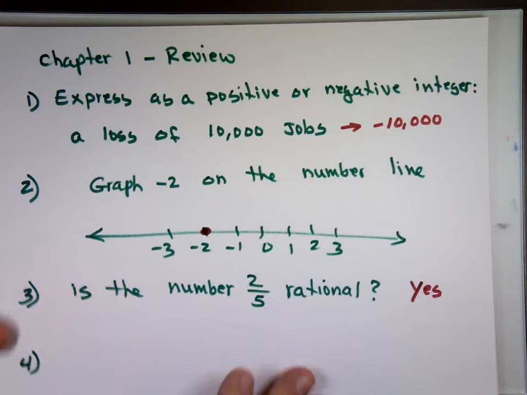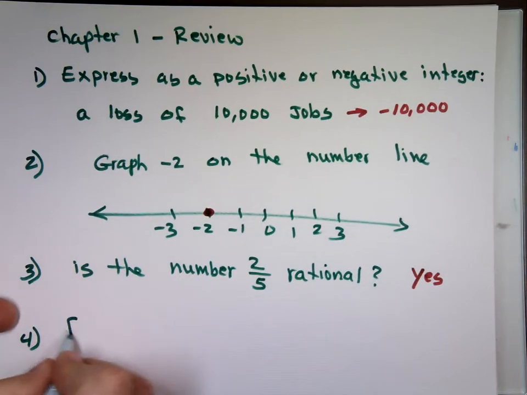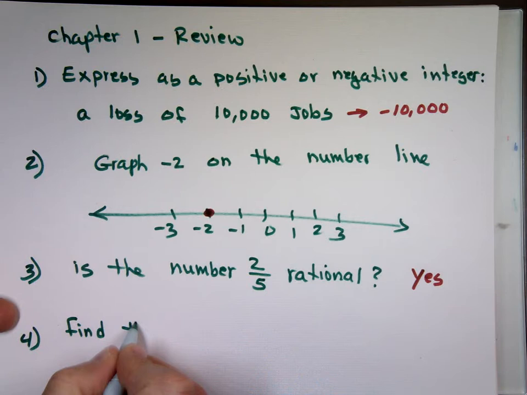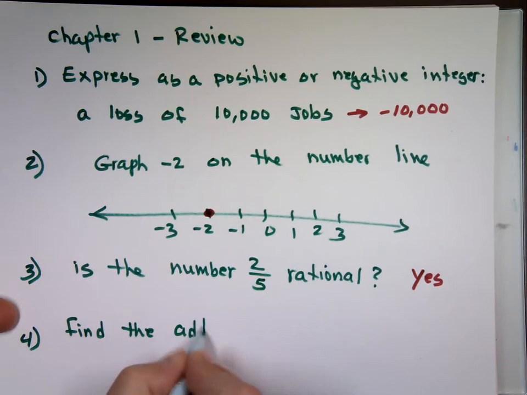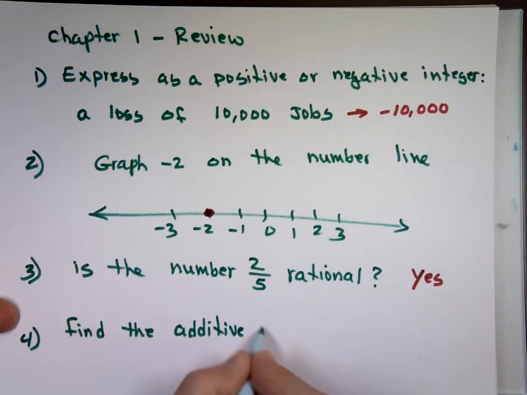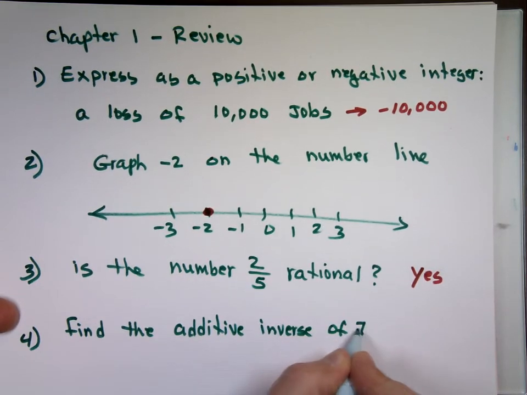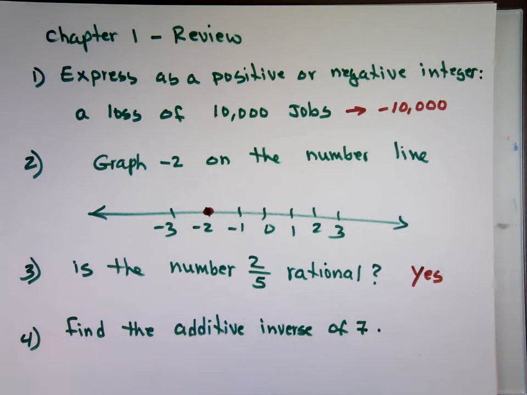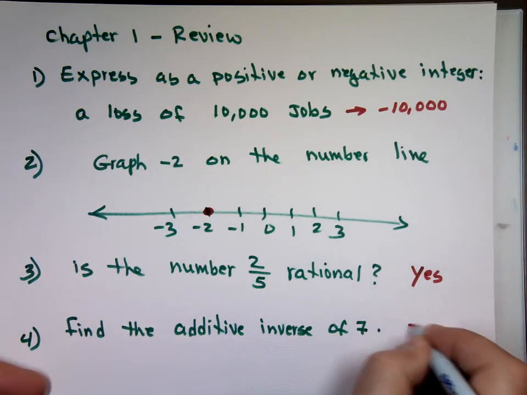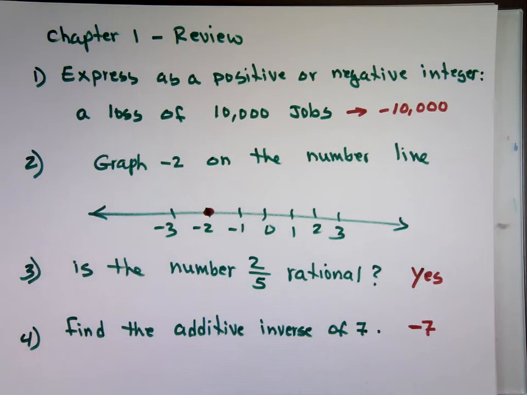Those are the basic ones, so we'll go through them quickly. Find the additive inverse of 7. What is the inverse of 7? The additive inverse. What is it? Negative 7, correct. So you change the sign. The additive inverse of negative 5 is 5. The additive inverse of 7 is negative 7. We just switch the sign.